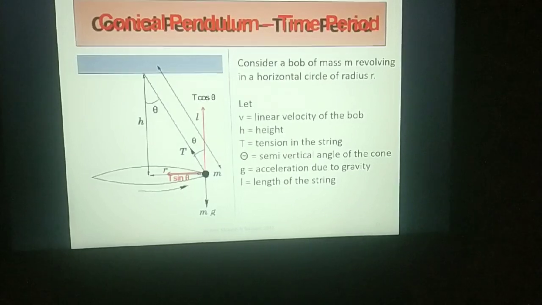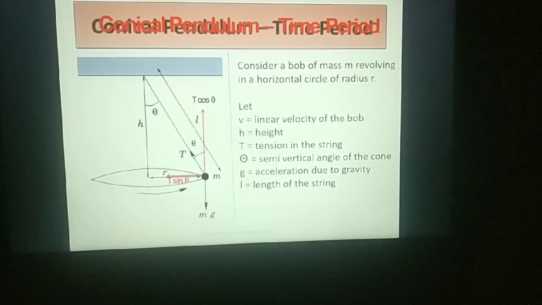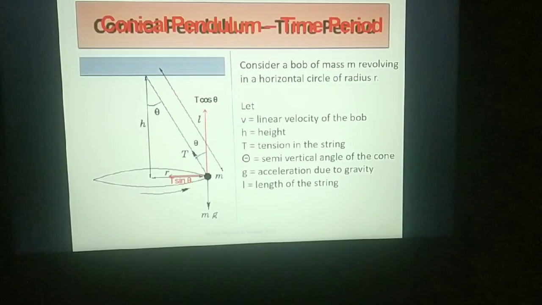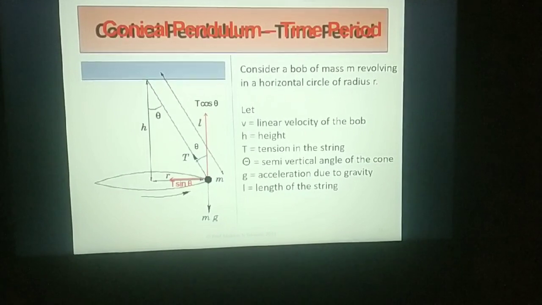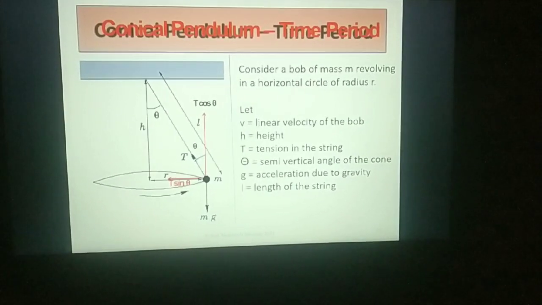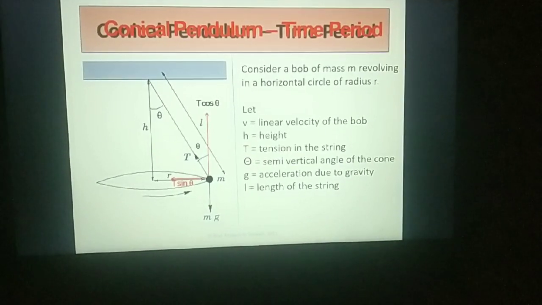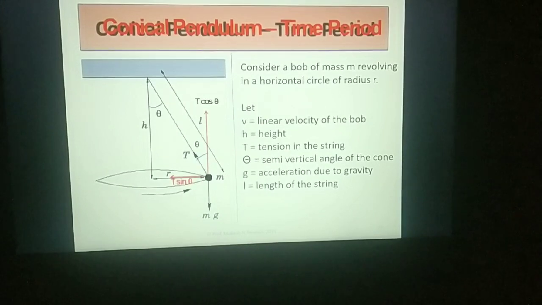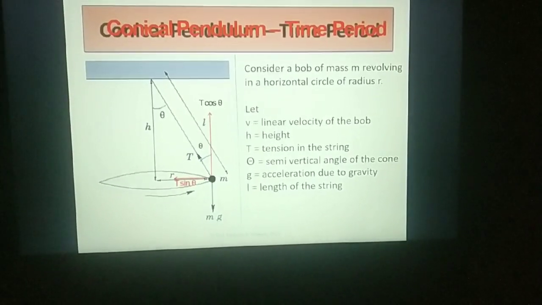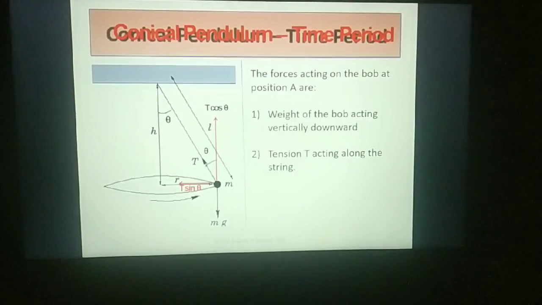You can see here both the alternate angles we are taking, theta and theta. So the adjacent side of T will be T cos theta, and the opposite side of T that we have drawn, along the radius, will be T sin theta. So along the radius r we are taking the component of tension, T sin theta. These are the different notations and vector diagram here.